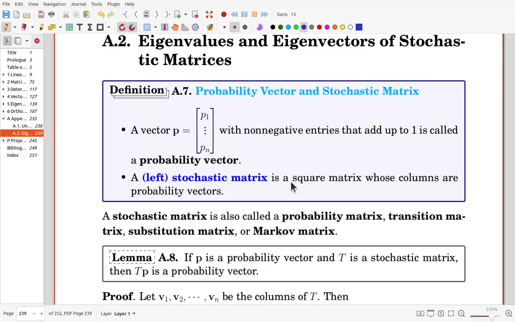stochastic matrix. A right stochastic matrix is defined such that each row is a probability vector. If we say simply a stochastic matrix, then we mean a left stochastic matrix. A stochastic matrix is also called a probability matrix, transition matrix, substitution matrix, or Markov matrix.